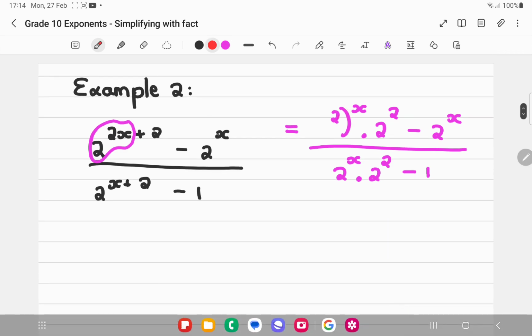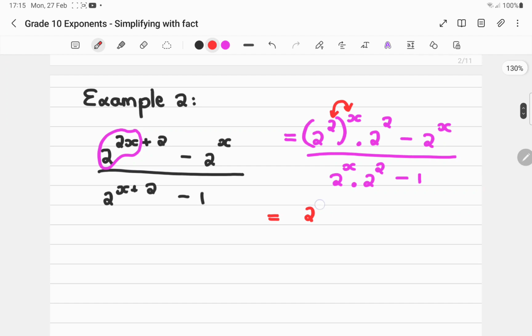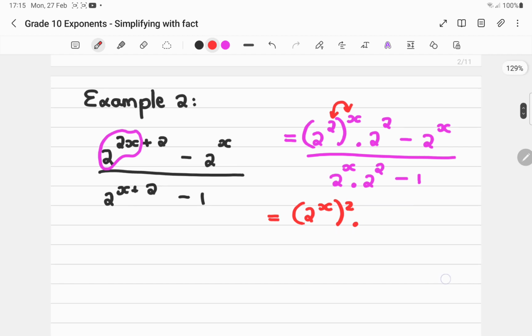Okay, because this is 2 to the power of 2. Sorry, over there. It's not 2 to the power x. That's why I've taught you this little switcheroo trick. And then you're going to say, sorry, it's going to be 2 to the power x all raised to the power 2 times 2 squared is 4 minus 2 to the power x over 2 to the power x times 4 minus 1.